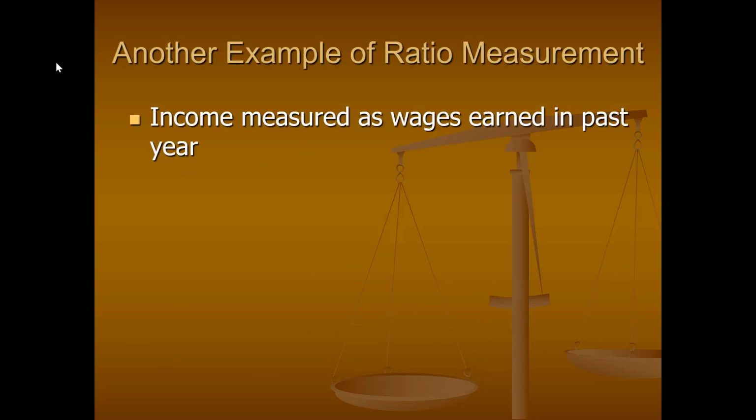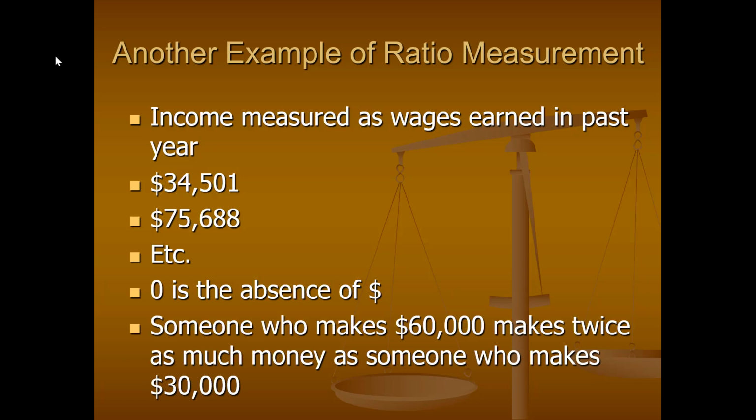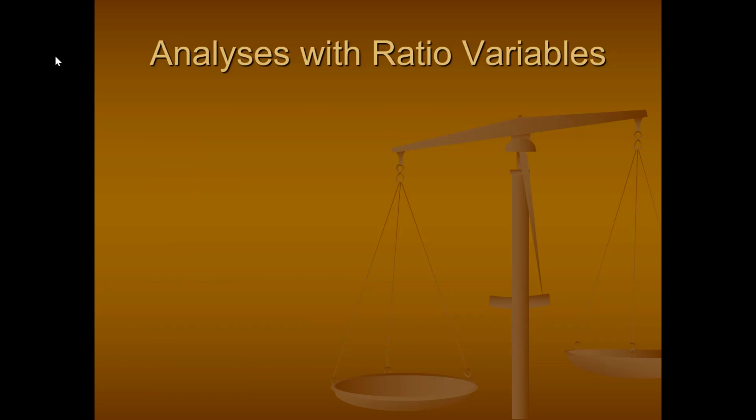Let's take another example. Income, measured as wages earned in the past year. So someone can make this amount of money, someone can make this amount of dollars, etc. If I surveyed 1,000 people, I'm going to get all sorts of different numbers. But 0 is the absence of dollars. If I'm measuring it in dollars, then 0 is the absence of wages, of money. Therefore, I can make a statement like someone who makes $60,000 a year makes twice as much money as someone who makes $30,000 a year. So what kind of analyses then can we do with ratio variables?